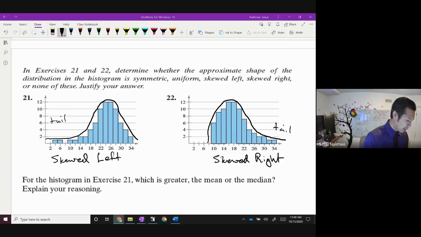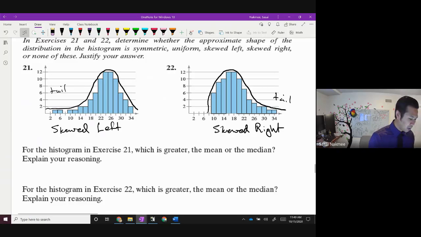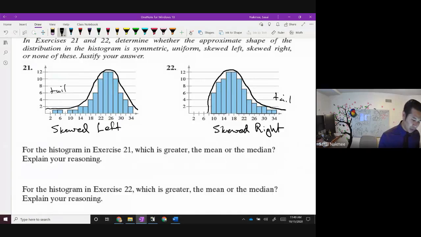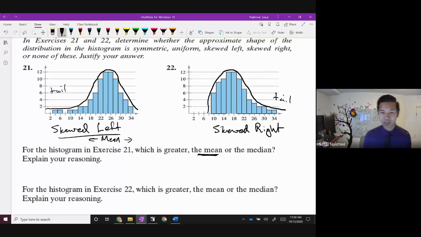So that's that, guys. But now that you know whether it's skewed left or skewed right, you can actually figure out which one is going to be greater. So here's the thing. If something is skewed left, what happens to the mean? Does the mean go to the left or does it go to the right when it's skewed left? I hope you understand that when you have something that's skewed left, the mean gets pulled towards that direction.